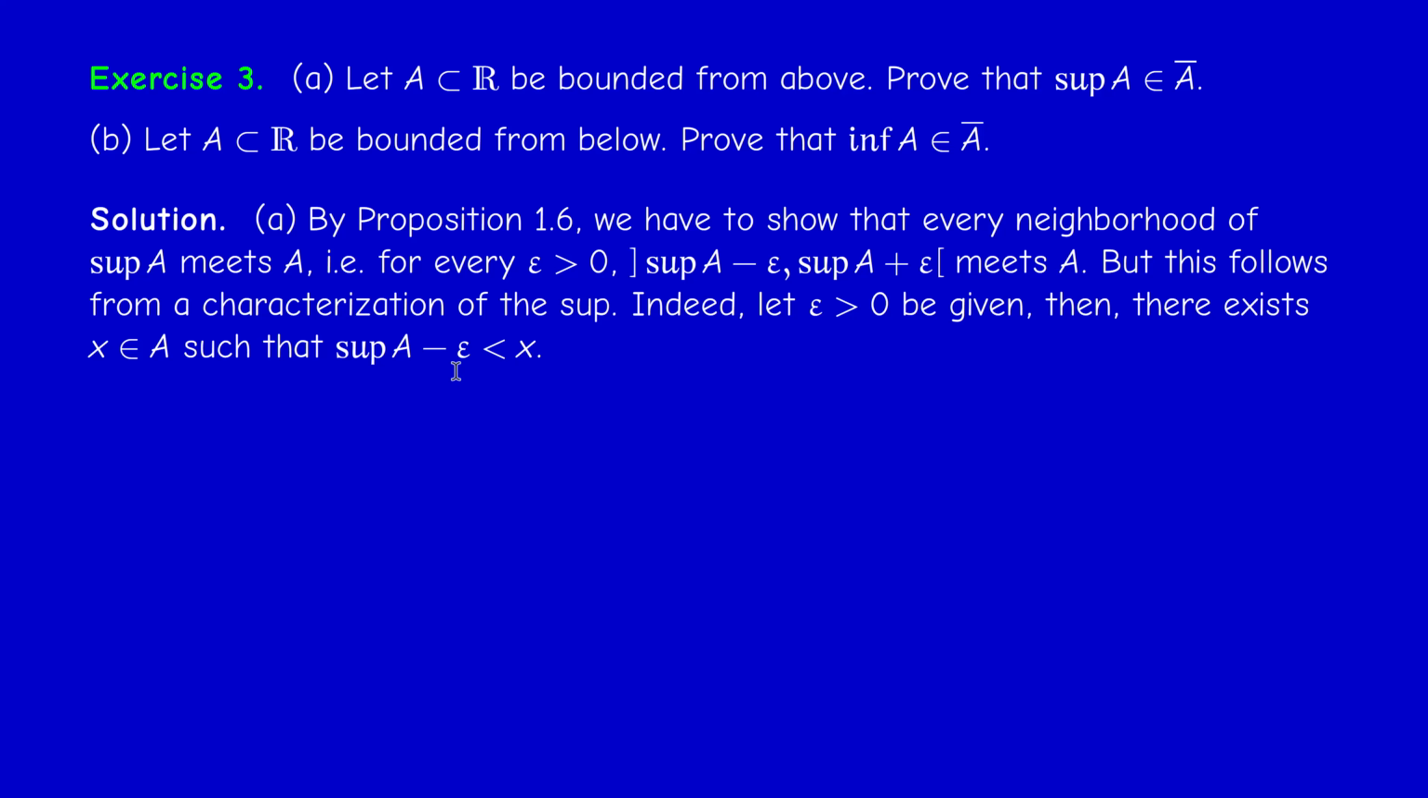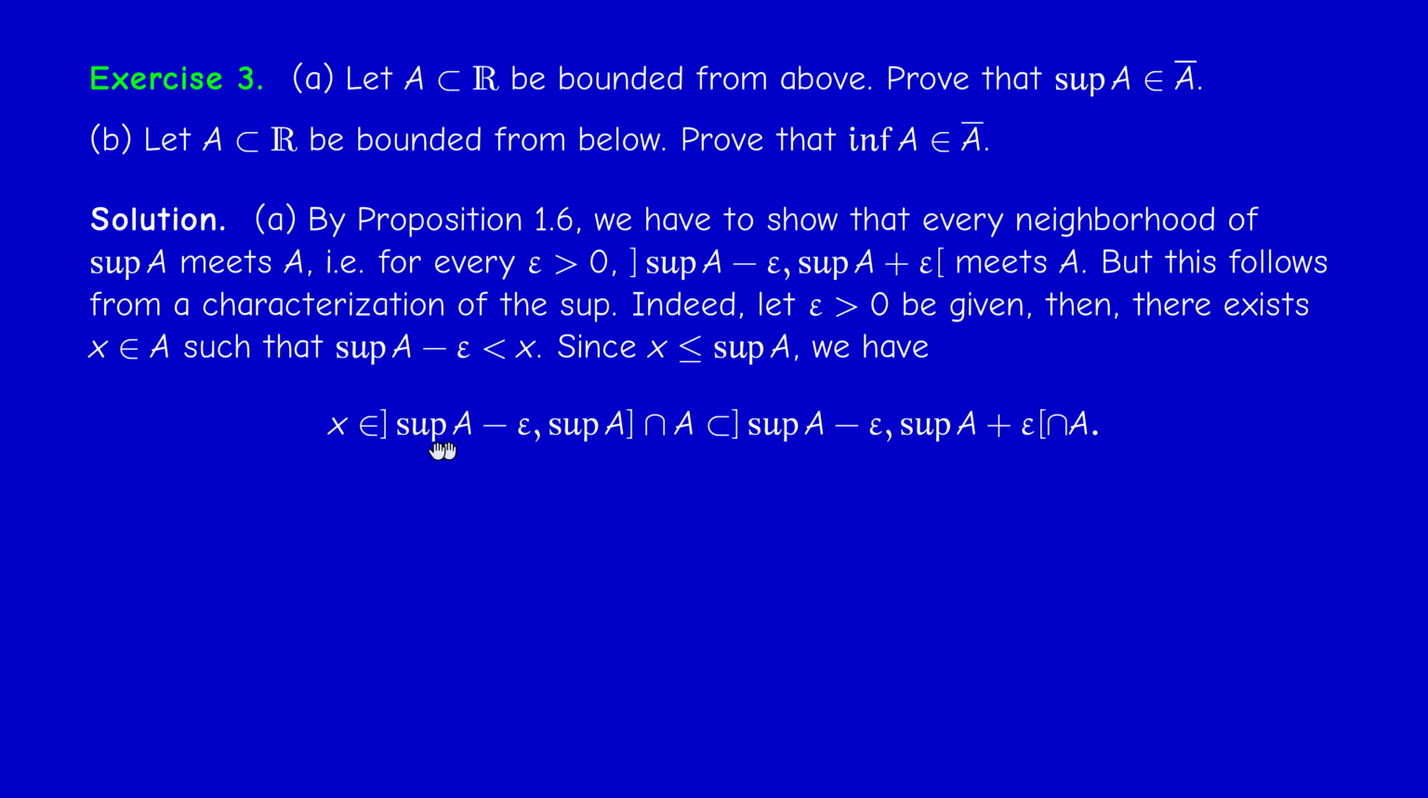So I'm just using the fact that sup A is the smallest upper bound. So anything smaller is not an upper bound. And of course, since x is in A, it's less or equal than the supremum of A. So actually, there exists a point x in A which is between sup A minus epsilon and sup A. And therefore, it's also between sup A minus epsilon and sup A plus epsilon. So x is in the intersection of this neighborhood of sup A with A. So the intersection is not empty. And by proposition 1.6, sup A belongs to A bar. And the proof for infimum is completely similar.